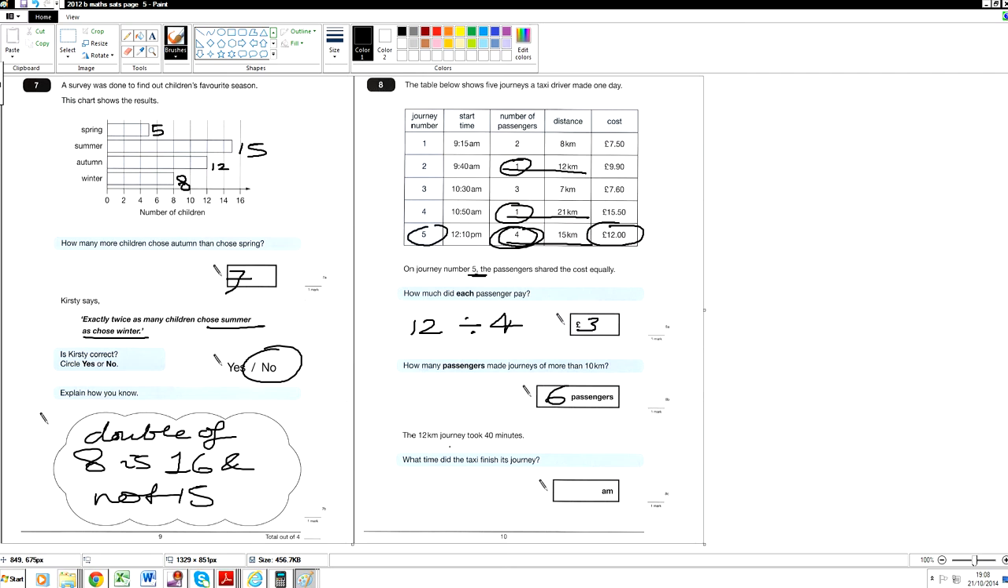The 12-kilometer journey took 40 minutes. What time did the taxi finish its journey? So we look at the 12-kilometer journey, which is this one. It took 40 minutes. It started at 9:40. So 9:40 add 40 minutes gives us 10:20. Yes. Well done. Okay, let's move on to the next page.